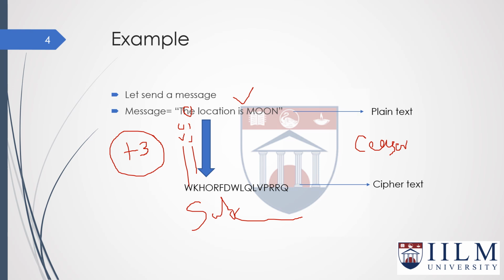Side by side along with you, I am doing the same. So T plus 3: U, V, W. H: I, J, K. E: F, G, H. L: M, N, O. O: P, Q, R. C: D, E, F. A: B, C, D. Again T is W. I: J, K, L. O: P, Q, R. This should be R. O: P, Q.